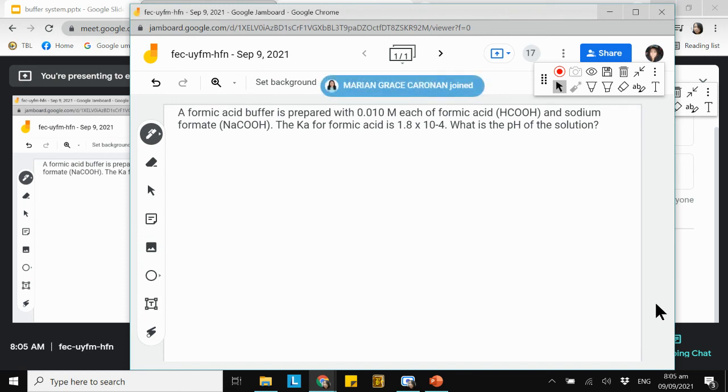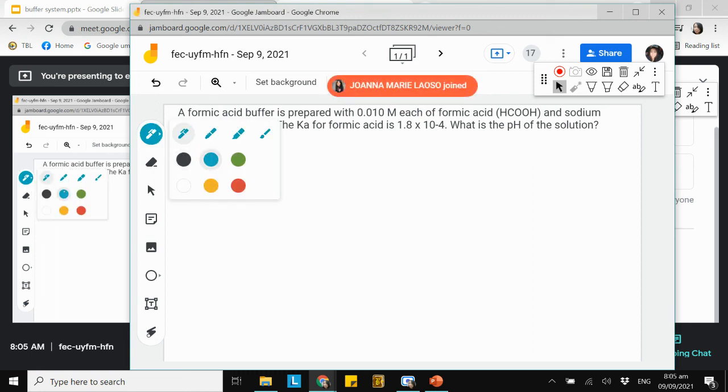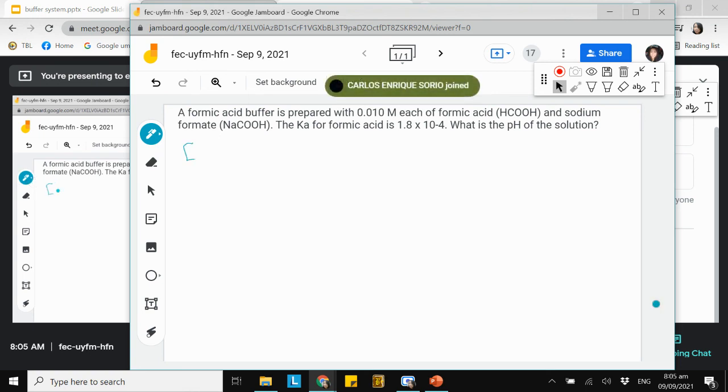Okay. So the first thing you're going to do is of course write down what your givens are. Okay. So your given is the concentration. Wait lang guys, I'm just going to modify a little bit on the screen. Wait lang.